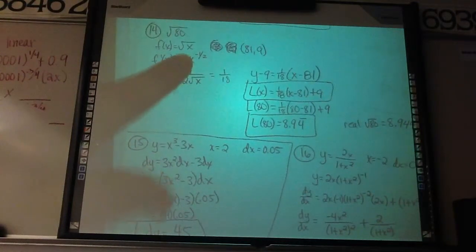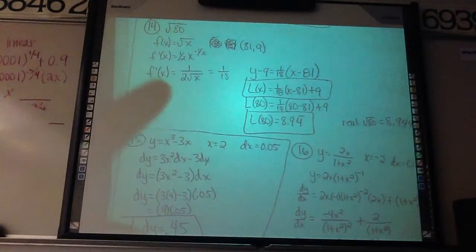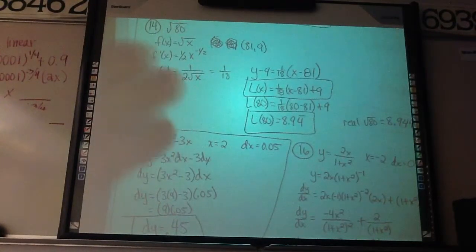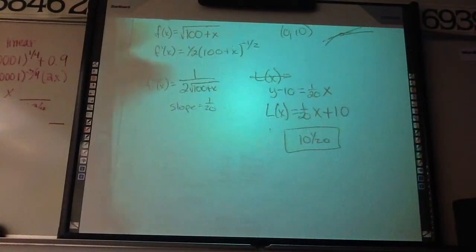Do square root of x, did the derivative, plugged in 81 for x, still slopes 18. Because it was closest to 80. Yeah. Huh, that worked. Want to see it your way? Yes.